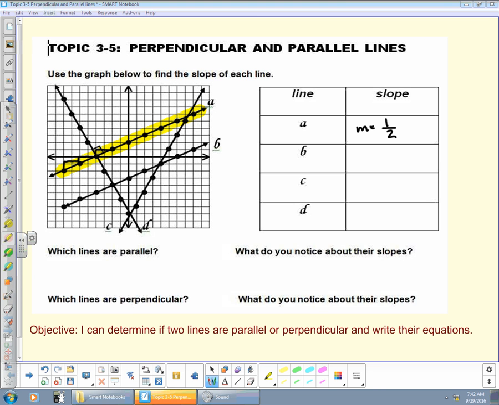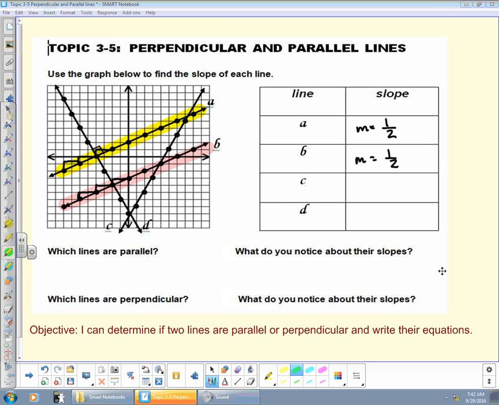Here is line B. I want to find the slope there. So again, I do the stair steps. Up 1, right 2, up 1, right 2, up 1, right 2. And so M equals 1/2.